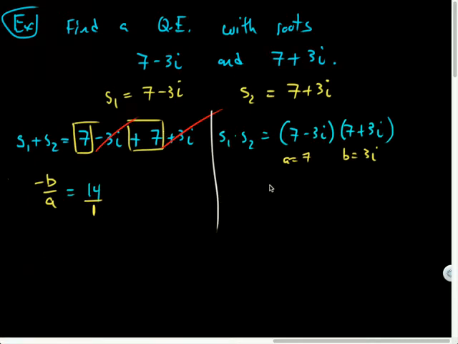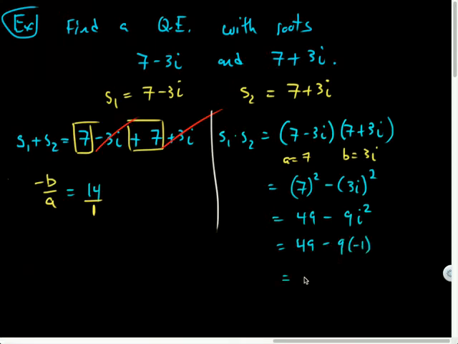So I will have this equals A squared minus B squared. So 7 squared minus 3i squared. So that's 49 minus 9i squared. Ooh, i squared, anyone? It's negative 1. 49 plus 9 is 58.